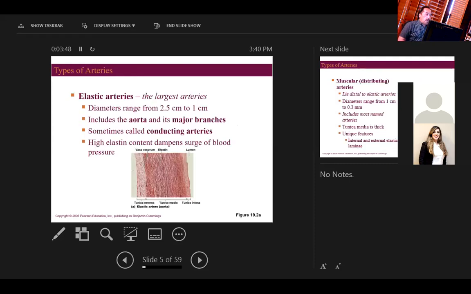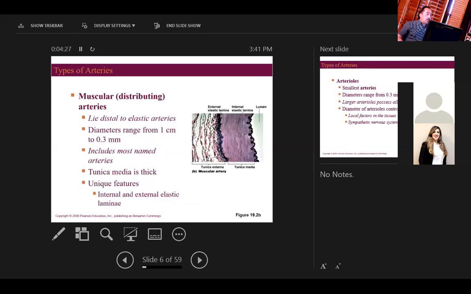Now, these are the different types of arteries. The elastic arteries are those major branches, the big vessels, such as your aorta, and usually they're called conducting arteries. They have a lot of elastin, and that dampens the surge of your blood pressure, because remember, they're receiving the pressurized blood that the left ventricle pumps. So they have a lot of elastin in the tunica media to allow them to flex, and that's the characteristic of the elastic arteries.